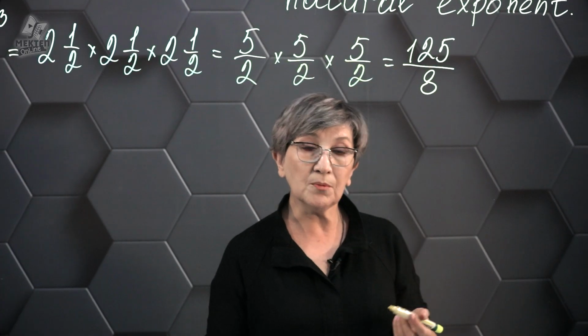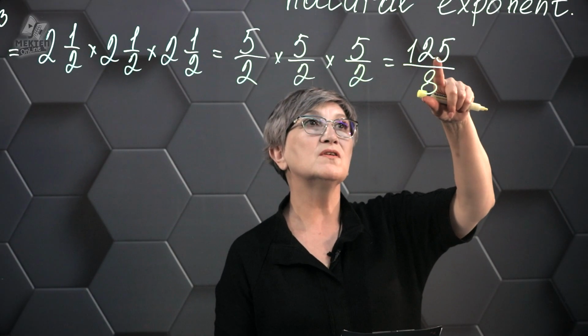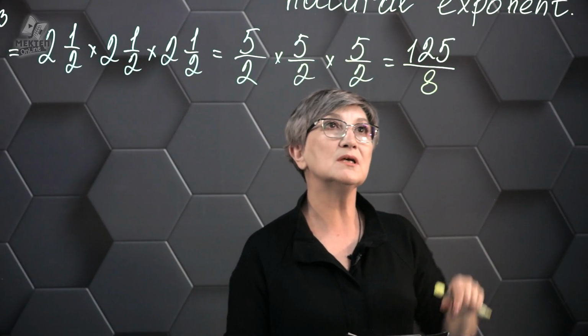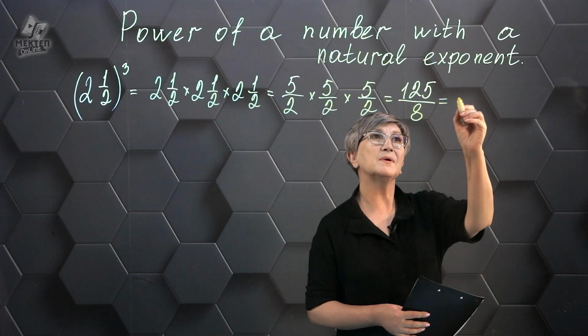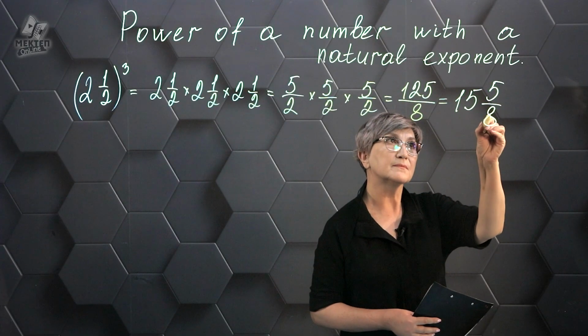I can write this improper fraction as a mixed number. To do that, I'll divide 125 by 8 and the result is 125 eighths is 15 whole 5 eighths.